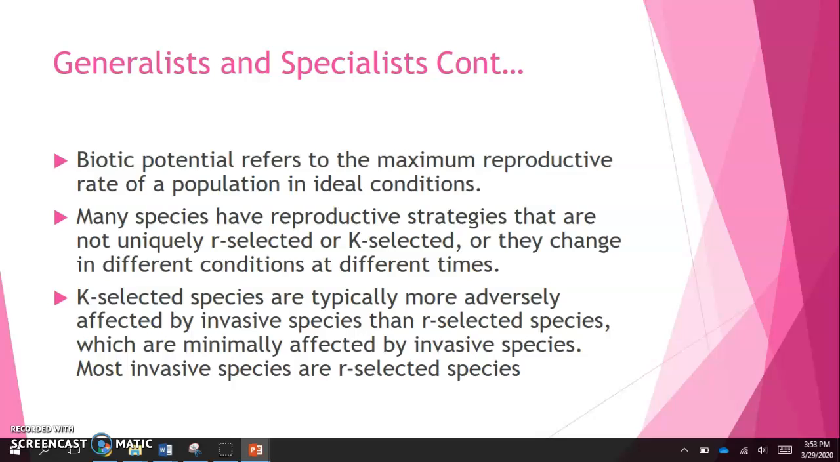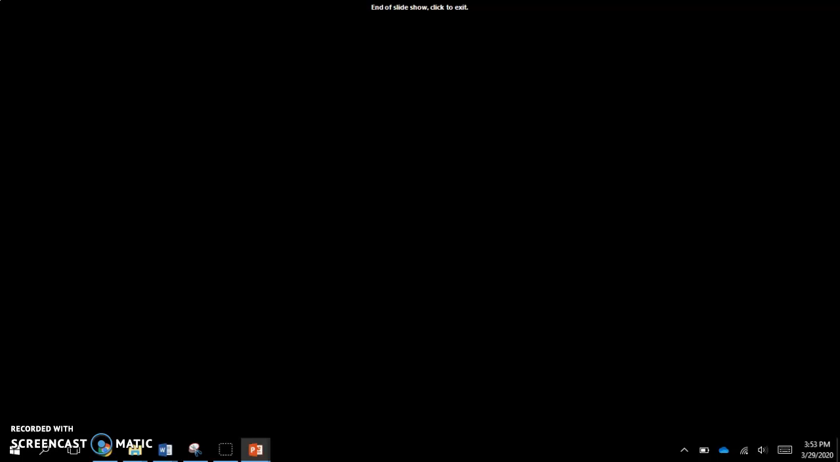And I'll see if I can find some pictures and insert them for you guys, but be aware of what an invasive species is. So if we're thinking about this, invasive species tend to be R-selected. R-selected species tend to be generalists, whereas K-selected species will be more likely to be specialists and more adversely affected by those invasive species. Okay, so that was your essential knowledge for specialist versus generalist.